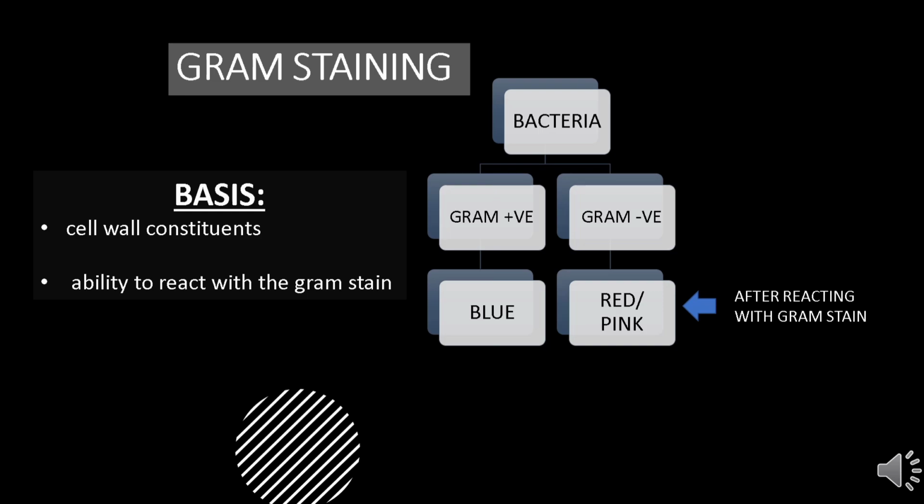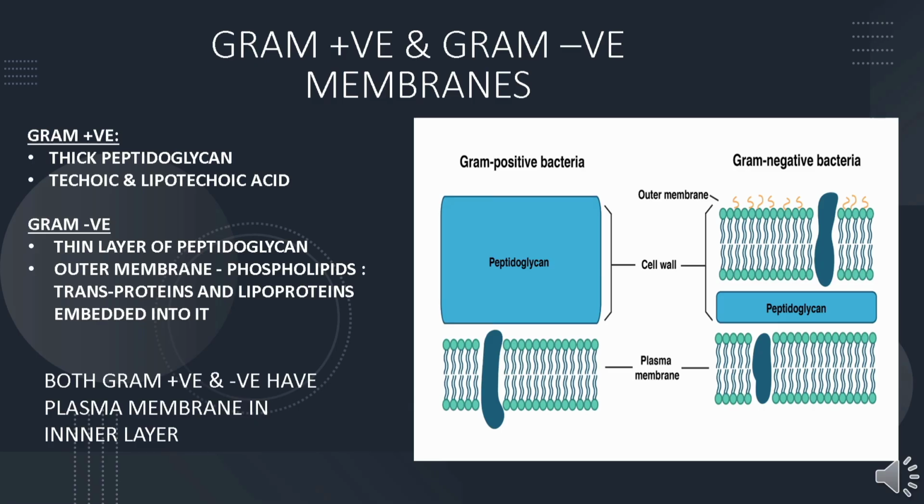Now moving on to the gram staining, we can classify bacteria as either gram positive or gram negative, and that depends on the constituents of the cell wall and the ability to react with the gram stain. To classify them, gram positive reacts with gram stain and gives blue color, while gram negative reacts with gram stain and gives red or pink color. If we look at the membranes of both gram positive and gram negative bacteria, from the inner layer we can see that both of them have plasma membrane.